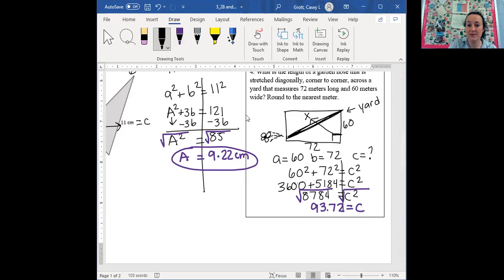All right, let's go back and make sure we answer the question. We wanted to know, what is the length of the hose? Round to the nearest meter. So 93.72 is going to round up to 94 meters. That is the hose length. We're looking at triangles, but we can figure out how long something is, or what the distance is. That's why we're using this Pythagorean theorem.